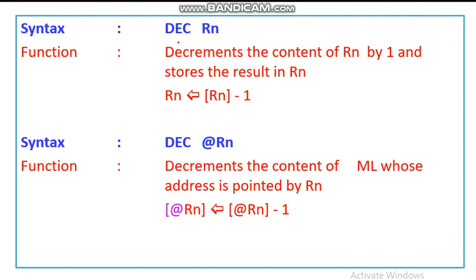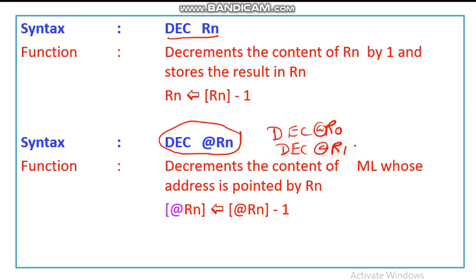Similarly, we have DEC Rn. So here we can have DEC R0 or R1 up to R7, decrement the value by 1 and store in the same register. This will decrement the content of the location pointed by Rn. So here we can have DEC @R0 or DEC @R1. We'll go to the address pointed by R1, decrement by 1 and save that in the same place. This is the meaning of the decrement instruction.